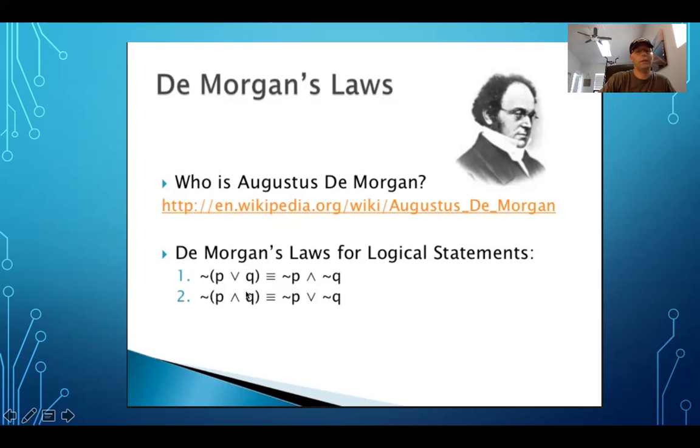But notice you can't do that because this or right here turns into an and. And this and right here turns into an or. So the not of an or turns into the and of the nots. Similarly, the not of an and turns into the or of the nots. That's kind of cool.